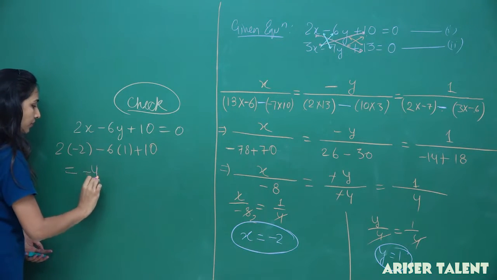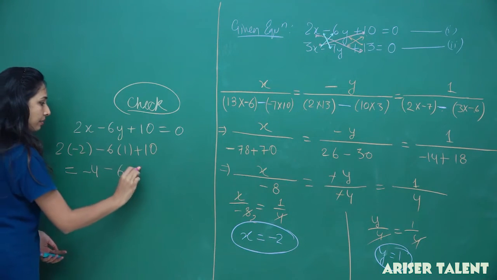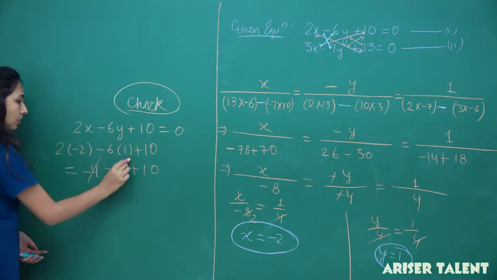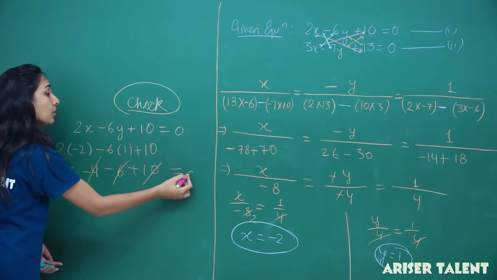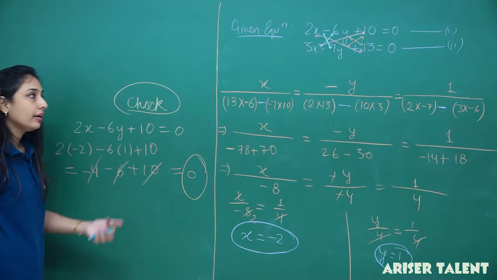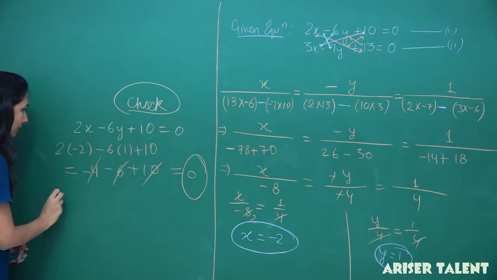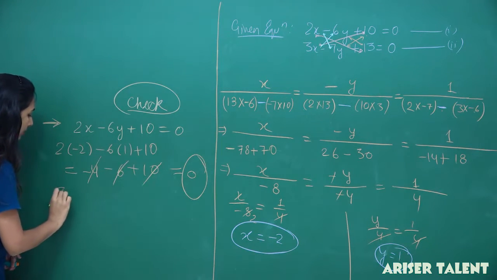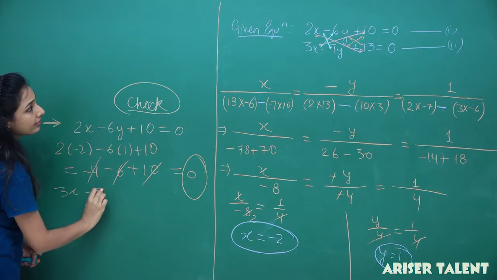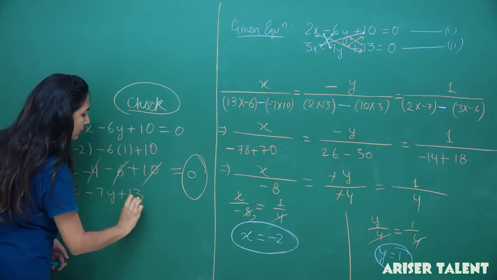That gives minus 4 minus 6 plus 10. Now minus 10 plus 10, 0. So 0. First is proved. Second, we have tried in the first equation. Now we will check the second equation, 3x minus 7y plus 13 equals to 0.